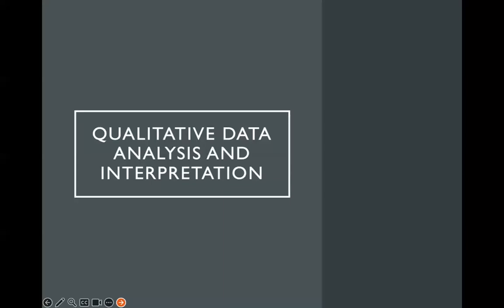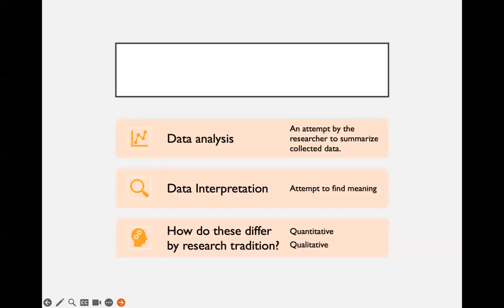So, quantitative data analysis and interpretation. Data analysis refers to the attempt by the researcher to summarize collected data. In a way, this is a form of systematizing multiple data. Data interpretation will constitute the attempt to find meaning and/or to put a story in the different data sets that we have.